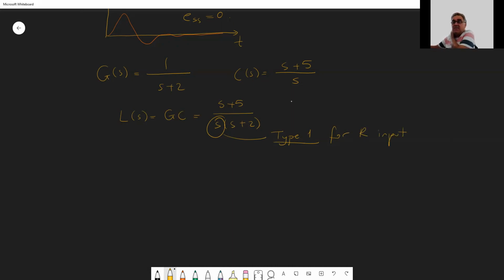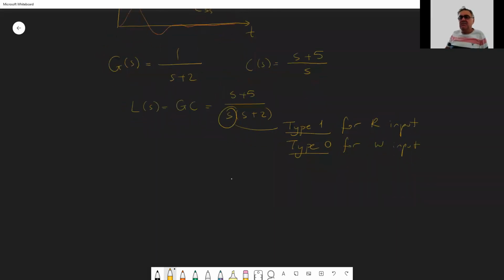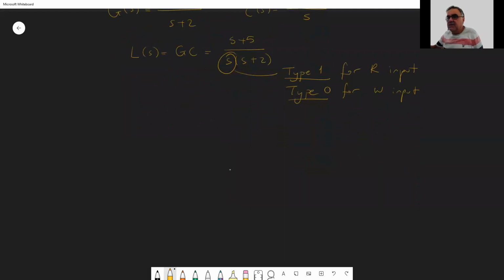You cannot say that this is type 1 for W input. It is not very easy to say that. It just depends, we will see. I will try to show this. Actually, I think this is type 0 for W input, but I will show this by an example. Or it might be type 1 also. We will see. Let me give you an example here.